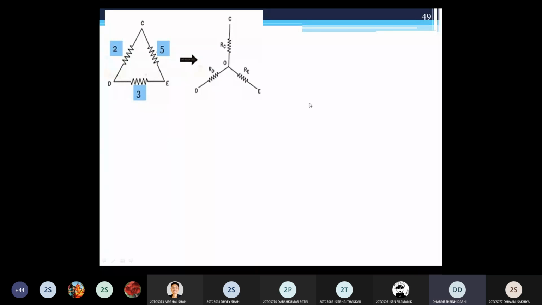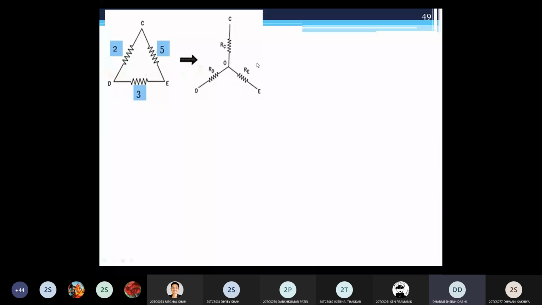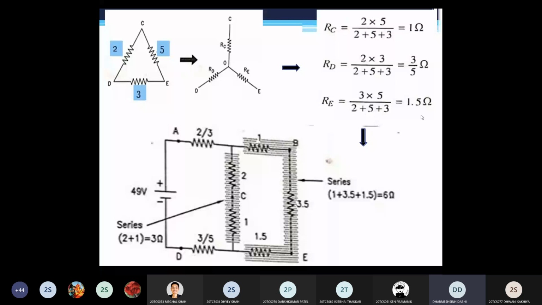Then the second delta, 2, 5 and 3, convert into star. So that resistance RC is 1, RD you get 3 by 5, and RE is 1.5. Do all of you get this answer? 1, 3 by 5 and 1.5. Yes, sir. Okay. So now your circuit looks like this way. You can see this. You can draw the circuit like this.